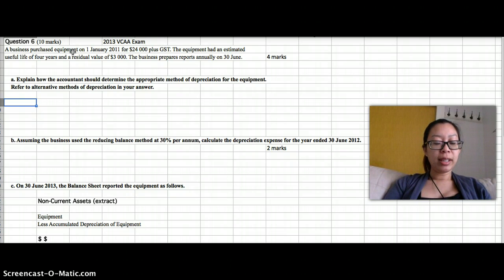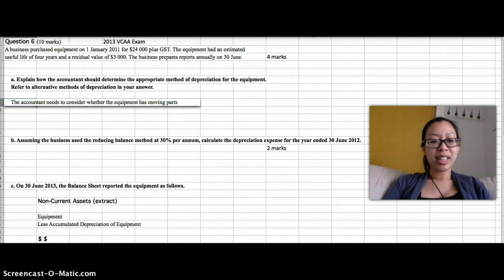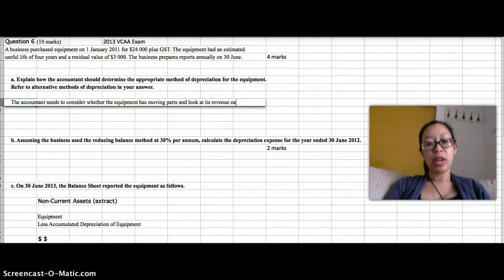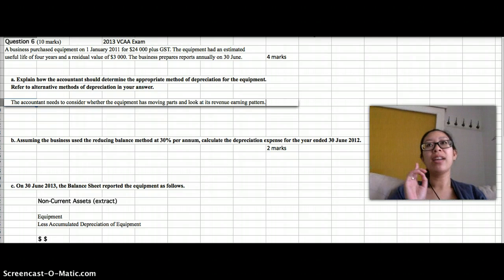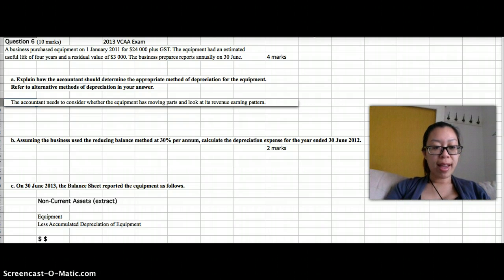So let's say the accountant needs to consider whether the equipment has moving parts and look at its revenue earning pattern. So remember, we looked at that things like shelves that don't have moving parts will expect to generate the same amount of revenue every year and should be depreciated the same amount every year, and that suits straight line. So we'll say that.